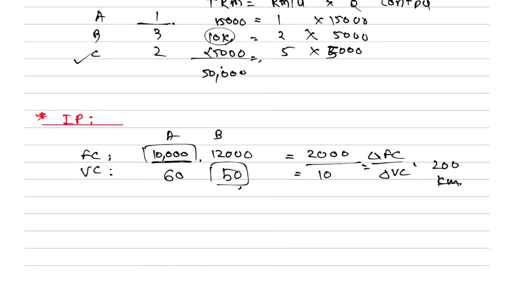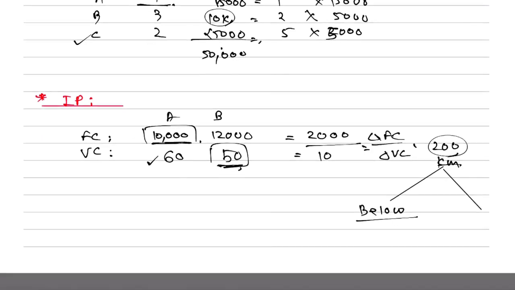Just in case you want to calculate, 200 into 60 plus 10,000 will give you kitna cost? 22,000. If you go for 200 units, so 50 ka kharcha for every unit, so 50 into 200 plus 12,000, kitna? 22,000. Samajh mein aata hai? Achha, one more thing. Below indifference point, which option is better? Option with lower fixed cost, it is like 0 kilometer assume. So at 0 kilometer, what is better? The one whose fixed cost is lower. Achha, above indifference point, which option is better? The one whose variable cost is lowest per unit. Clear hai ekdam?